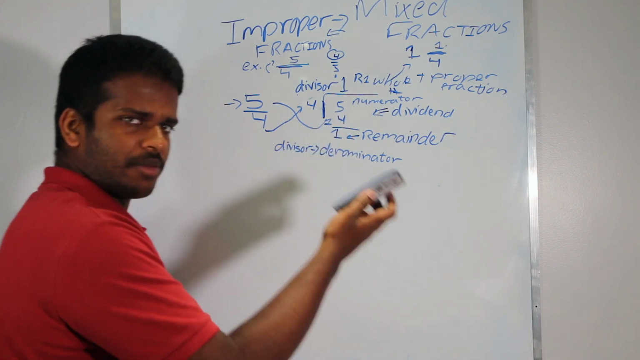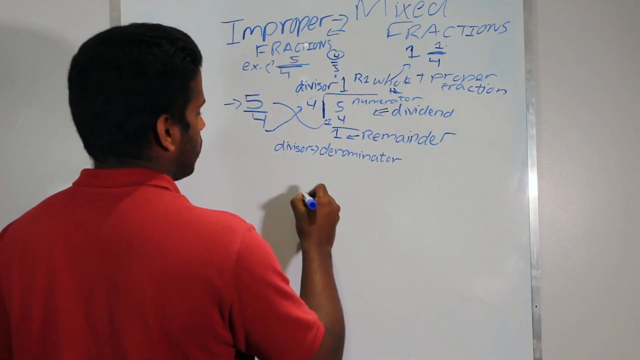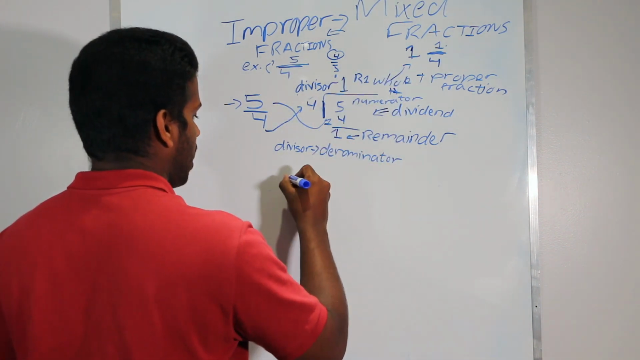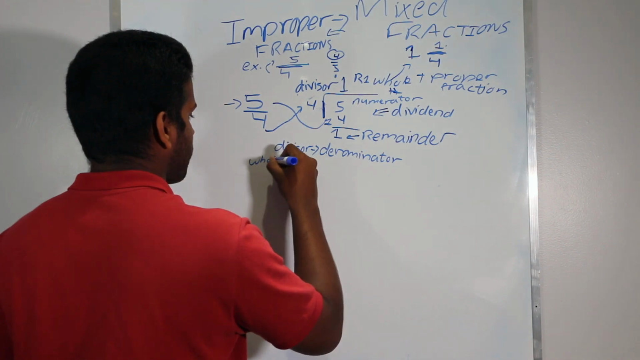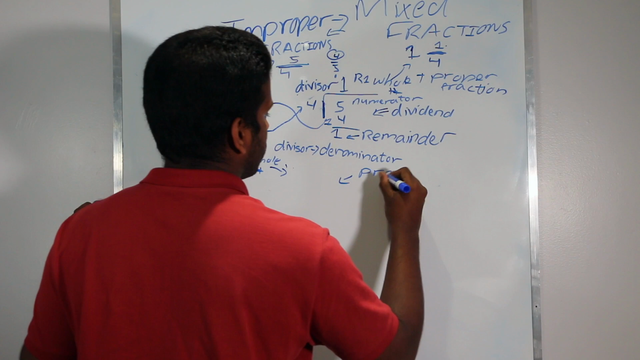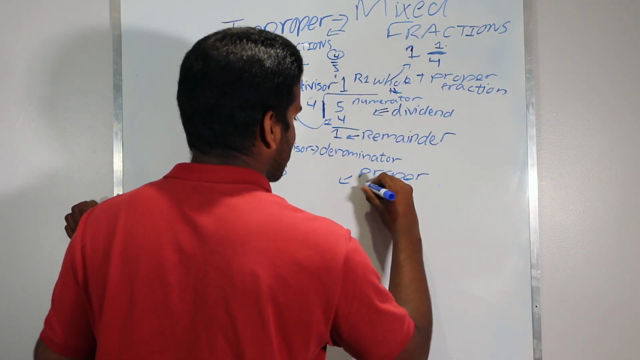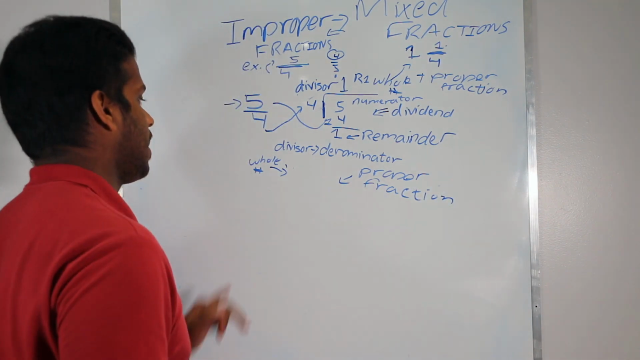So what does this have to do with mixed fractions? You'll see right here. In a mixed fraction, you will have a whole number and a proper fraction beside it, combined. That is why it is called a mixed fraction. It's mixed with a whole number and a proper fraction.